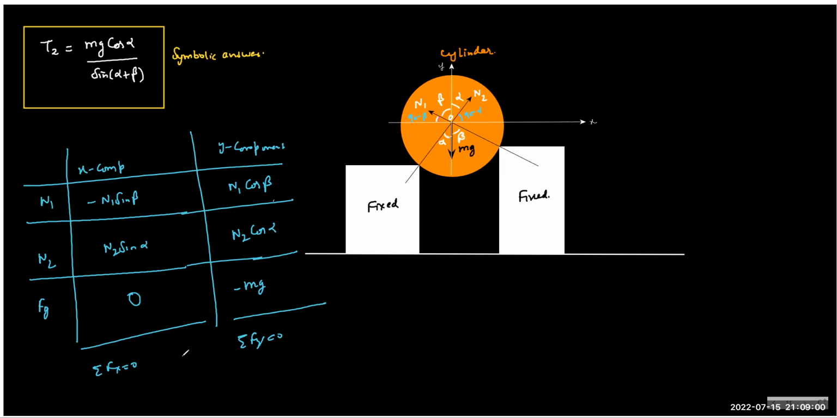Yeah, so that's one equation. But if you use the other equation and substitute the value and then rearrange to get N1, okay. So to find the T1, substitute T2 in terms of T1 in the equation and solve.